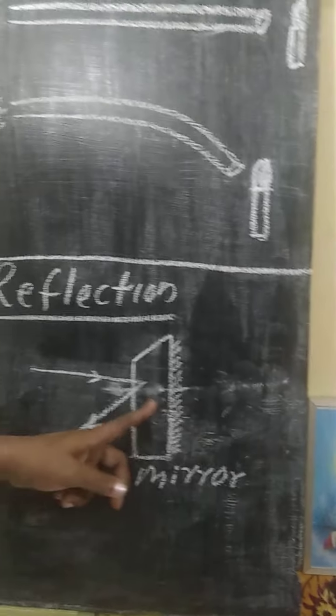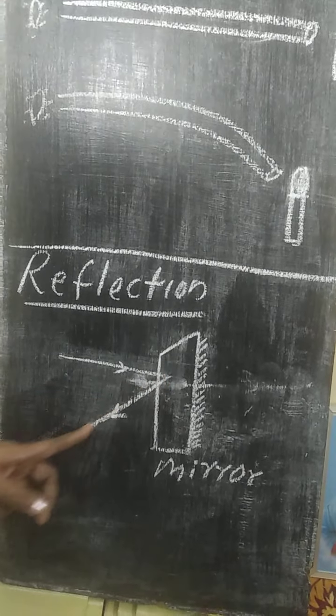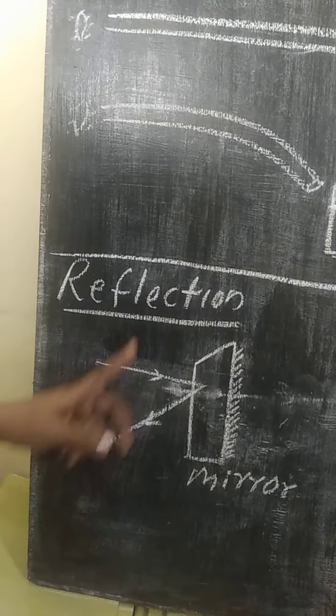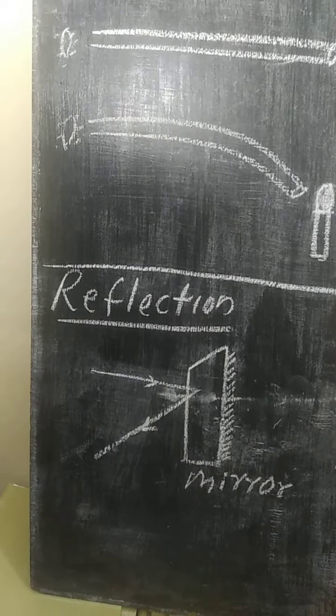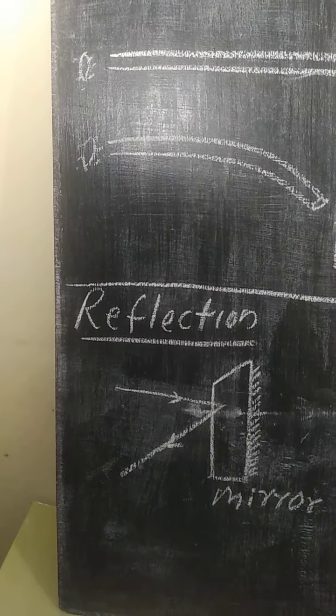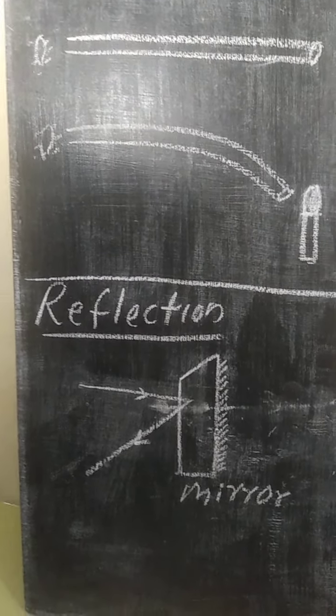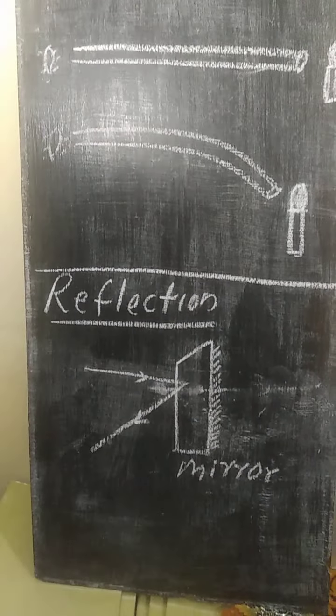This material is sending back the light in this direction. Okay, this is called reflection. So the mirror is a good reflector. It can reflect maximum light rays, or maximum light.